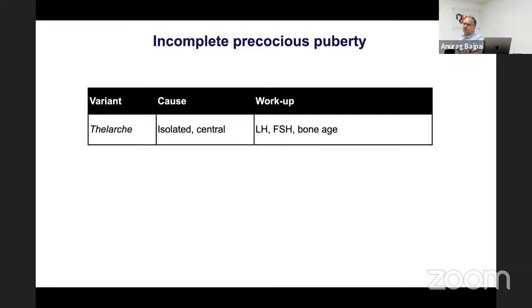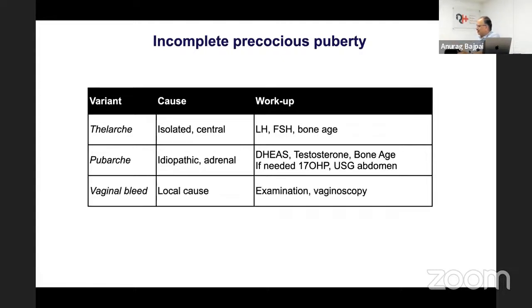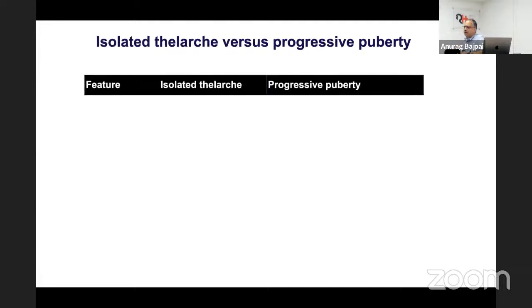So if there is just thelarche, you need to really work up for bone age, LH, FSH, and ultrasound. If it's pubarche, you may need to do workup for DHEAS, followed by workup for CAH in that regard. If there's vaginal bleeding, of course, in that scenario, you have to refer for a gynecological referral, because this is the local cause in that regard.